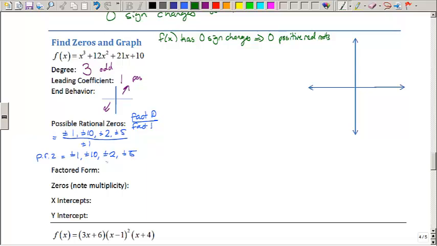In fact, I'm not even going to find f of negative x to find the number of negatives, because that information is not going to be real helpful to me. It's either going to have 3 or 1, but that's not really going to be all that helpful. So I'm just going to take only the negative ones. So I have negative 1, negative 10, negative 2, or negative 5 that I'm going to pick from.